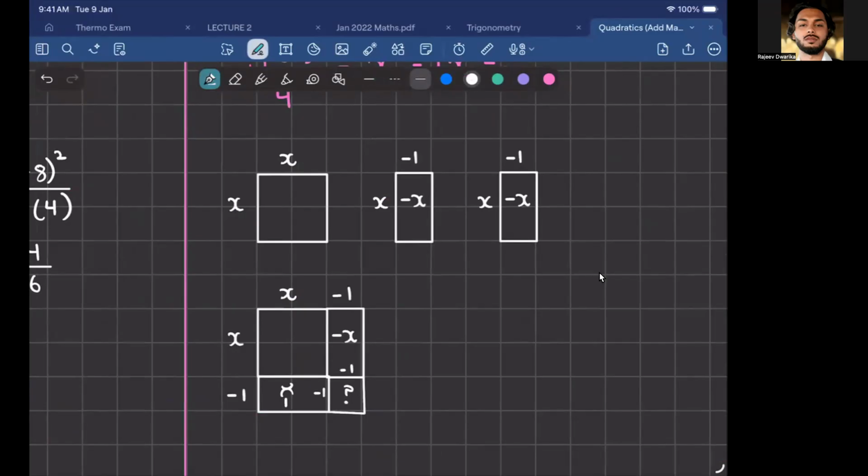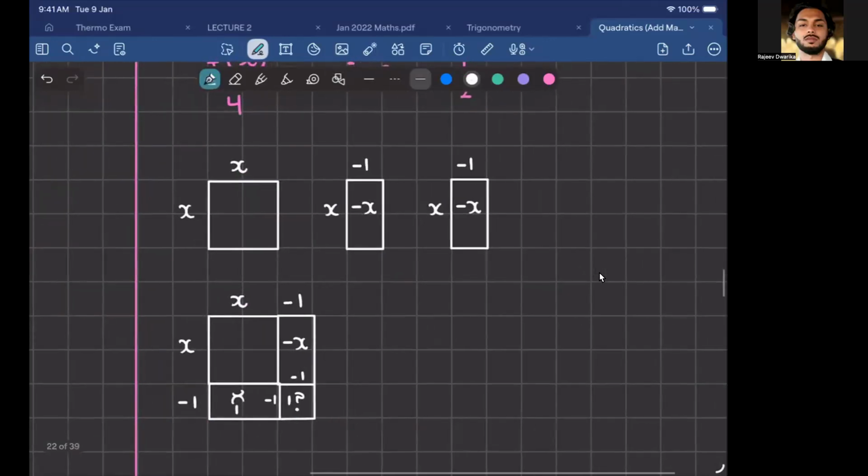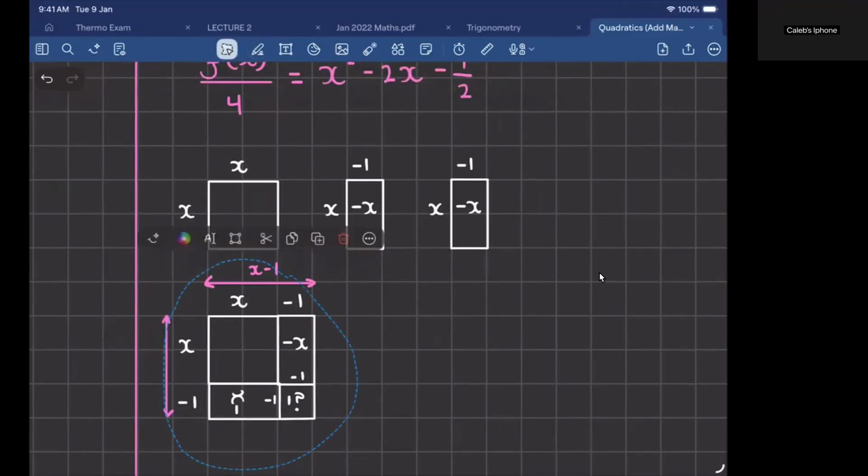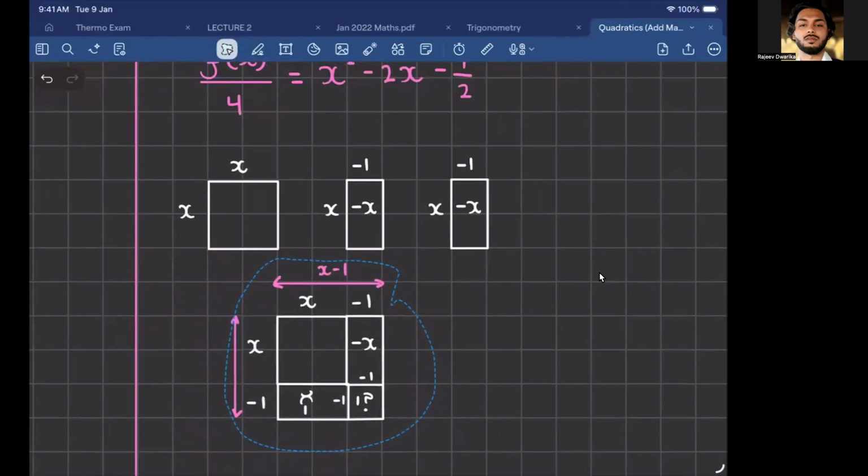So we're missing what? What is negative 1 by negative 1? Negative 1 by negative 1 is positive 1, right? So if we look at the dimension, we have x minus 1 here, and we have x minus 1. Did we successfully make a square? Yes. If you make a square, then the two sides have to be equal. So we're good.